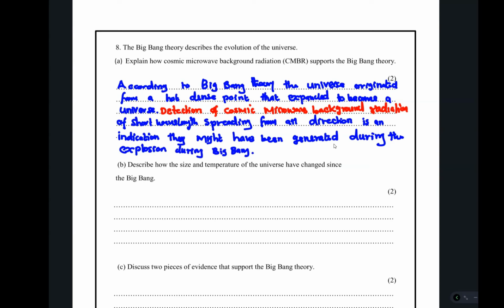Part B, you are supposed to describe how the size and temperature of the universe has changed since the Big Bang. We say that according to Big Bang, the universe originated from a small, hot, dense point, which expanded, and the universe is still expanding. So how does that affect the size and the temperature of the universe?